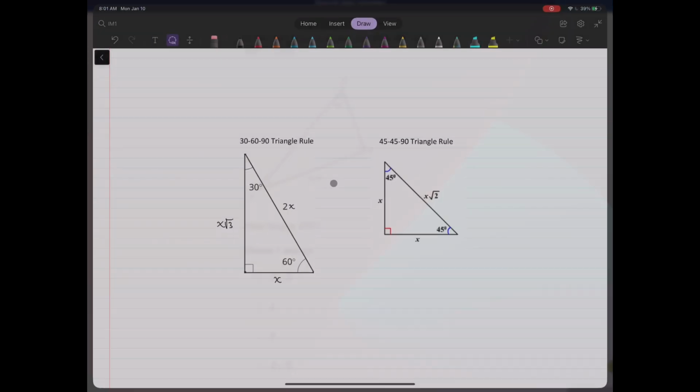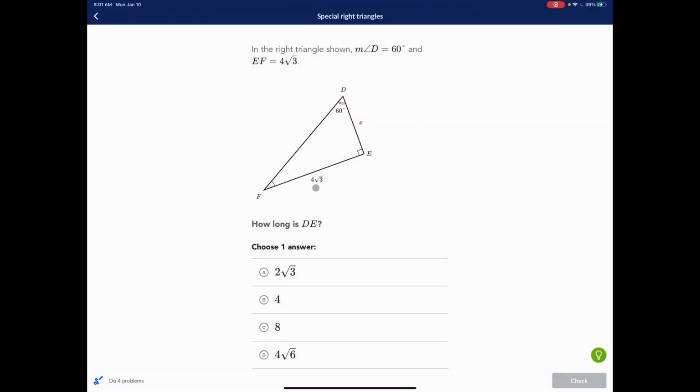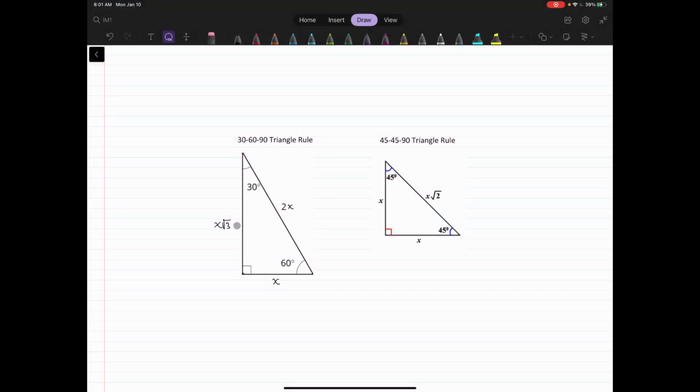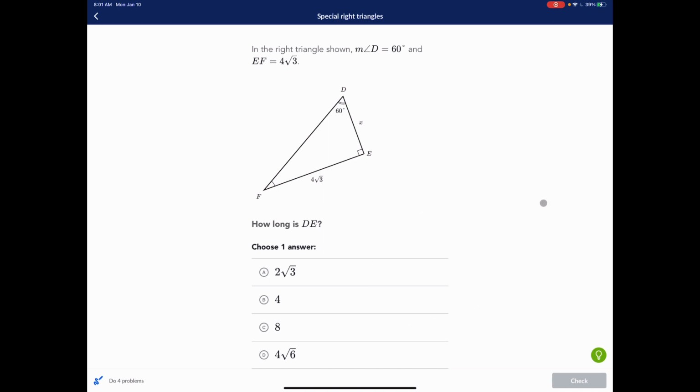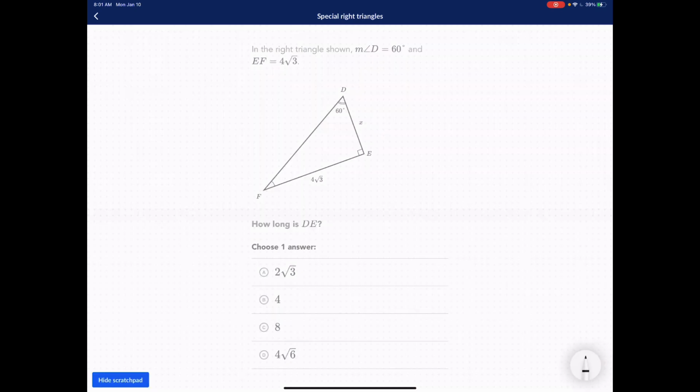All right, 4 square root of 3. Yeah, we're going to take a look at this one. So this one's going to be a little bit challenging as well, okay? So let's take a look. I'm going to redraw this, nice and big. So that's going to be like that.